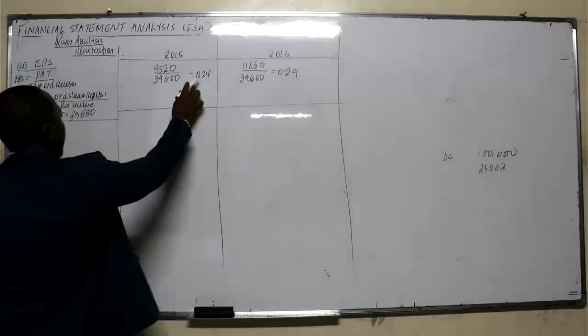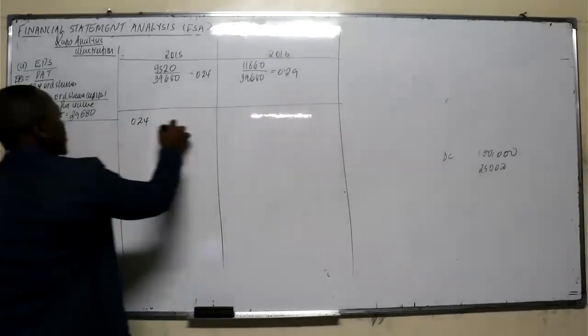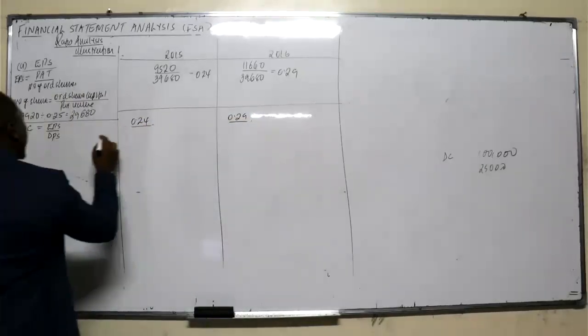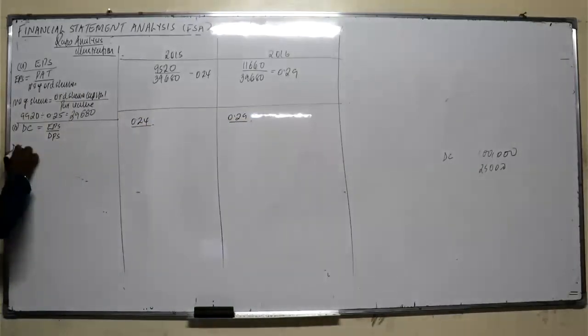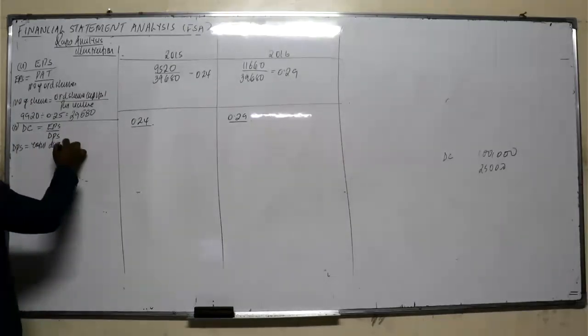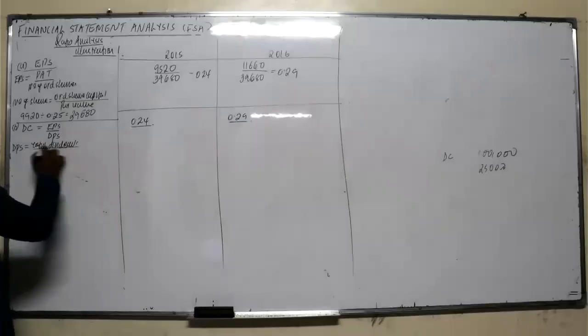We determine the number of times through which you can pay the dividend from the earnings. So earnings per share, here we have 0.24. Here we have 0.29. You divide by the dividend per share. How do we get the dividend per share? You take the total dividends, you divide by the number of ordinary shares.